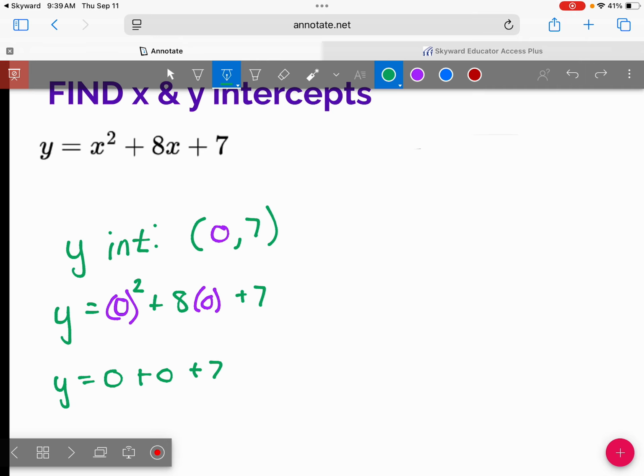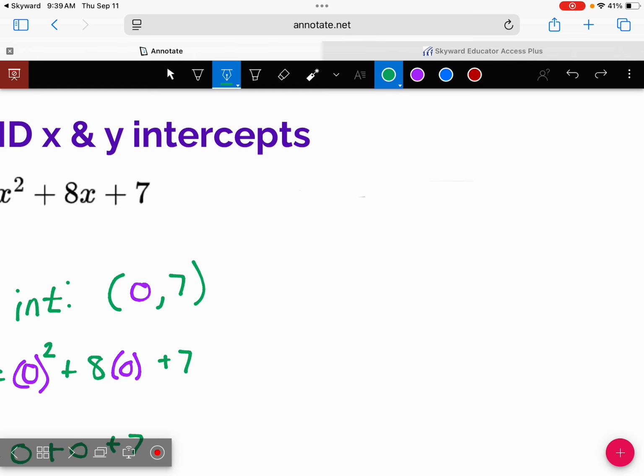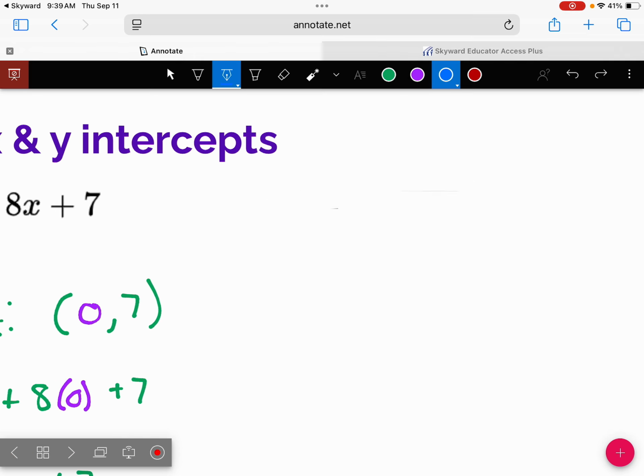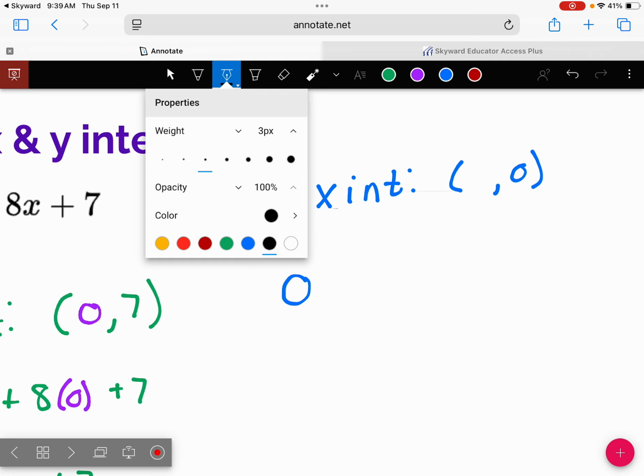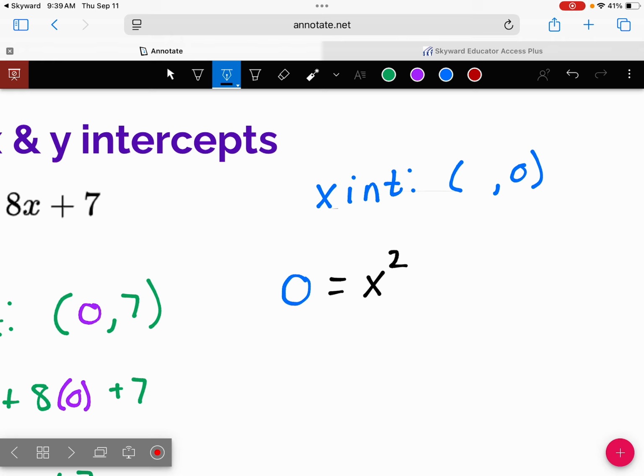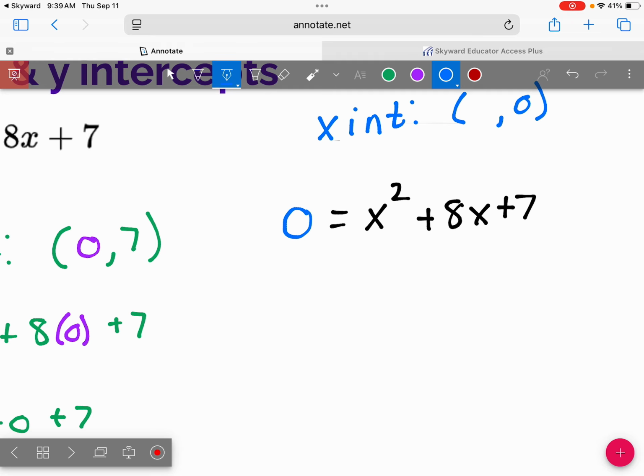What about our x-intercepts? How are we going to find them? Y equals 0. So for our x-intercepts, we know that y equals 0, so we're going to put 0 in for y. How do I figure out what x is? Factor it. This is a normal quadratic we're trying to solve. Get down to where x equals.